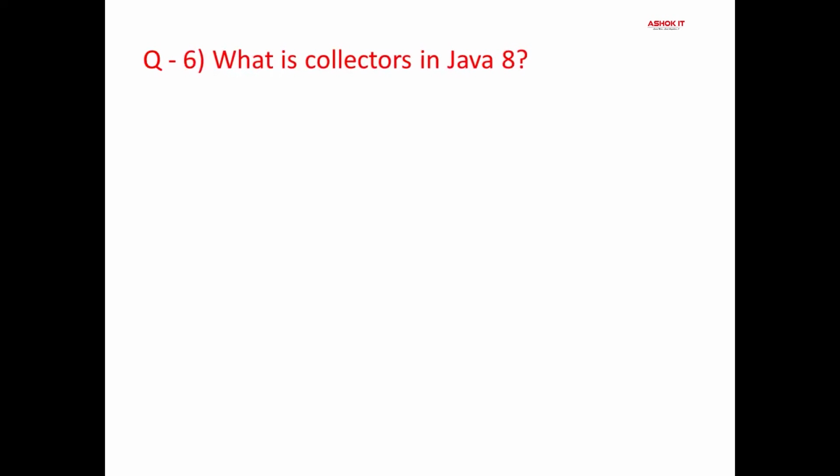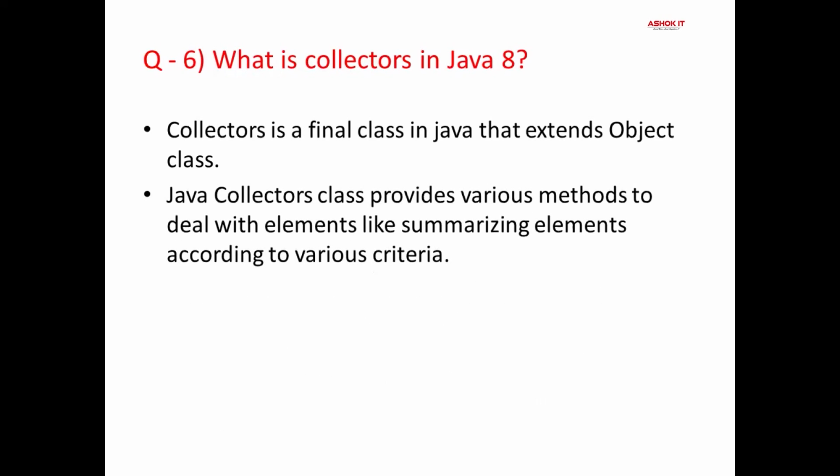Let's take question number 6. What are Collectors in Java 8? Collectors is a final class in Java 8 which extends the Object class. Collectors is one of the utility classes in the JDK which contains a lot of utility functions. It contains all static methods. It is mostly used in Stream API as a final step.